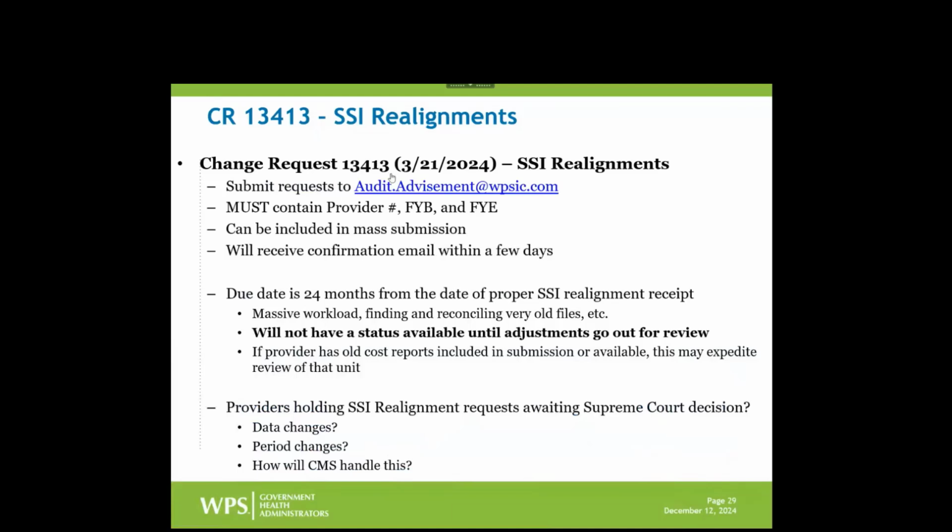CR 13.4.13, for the request, you first of all submit it to this email address or my individual email address. And three things it needs are the provider number, fiscal year begin, fiscal year end. That's all you need, and it needs to be there for every provider you include. You can have multiple providers in one request. That's perfectly fine. I will send out a confirmation email when we get it.